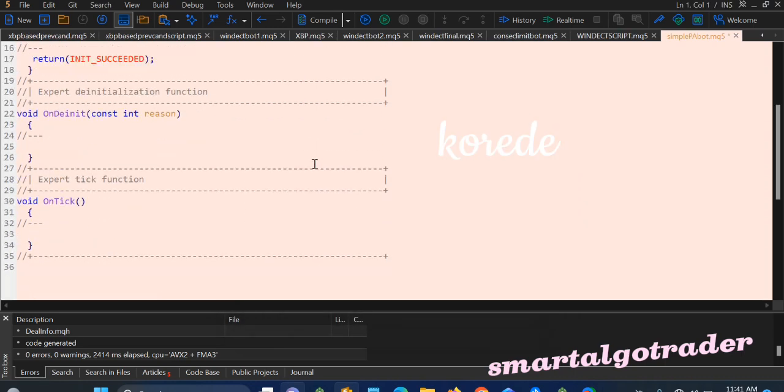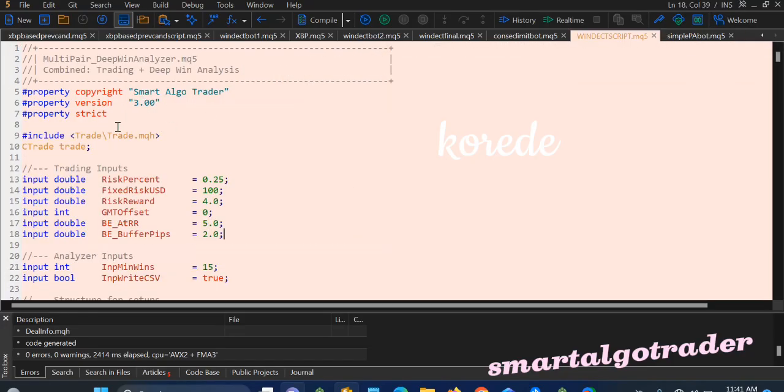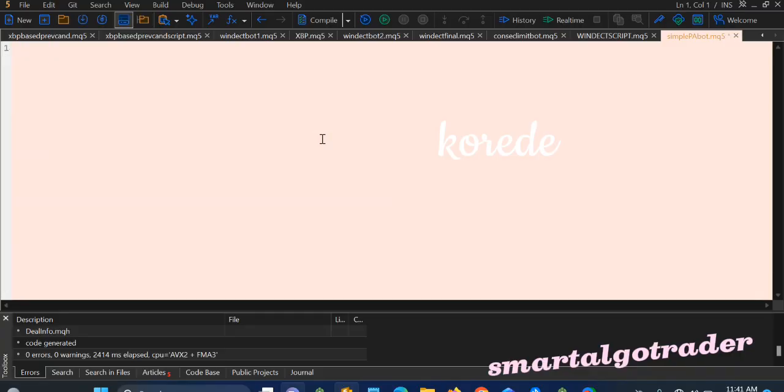These are the information fields. You can edit some information, maybe the copyright, you can put it there. Look at mine: copyright of Smart Action, Smarter Good Trader, and you can also change the version as well as for documentation purposes. As for me, I'll just erase everything and start afresh. Do you understand? So you will see the whole idea of the trading bot.